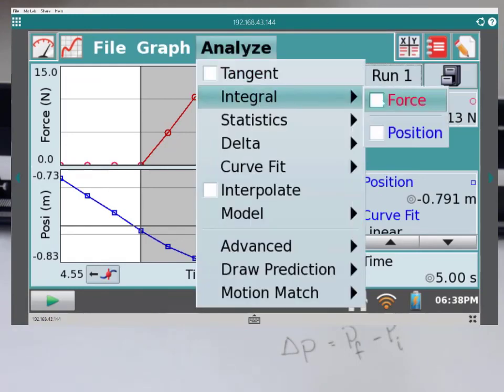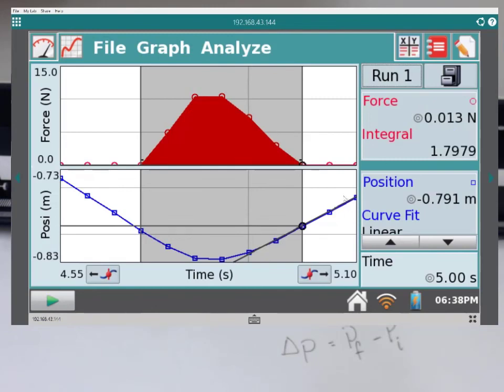Our integral gets us that area under the curve, as is shaded up in red. There's the result of our integral, or the area under the curve, which is equivalent to our impulse. We're going to compare that to our change in momentum. And that's our last trial, a cart with all 4 blocks on top of it.